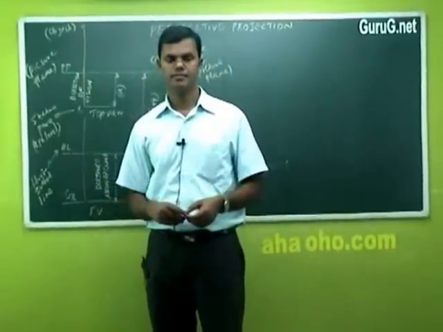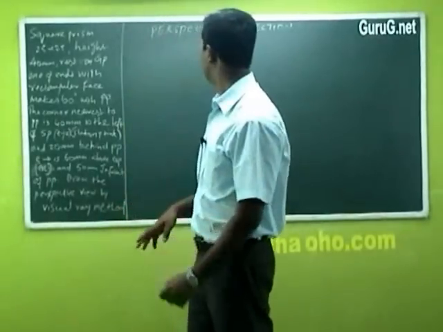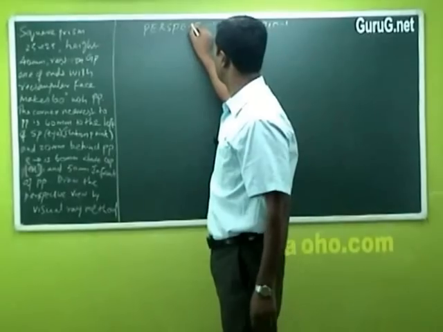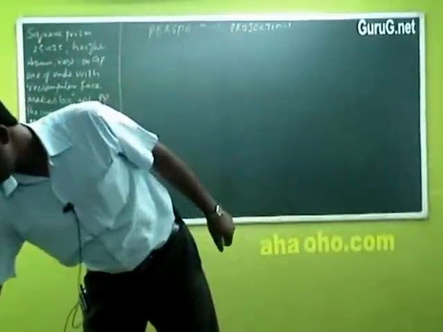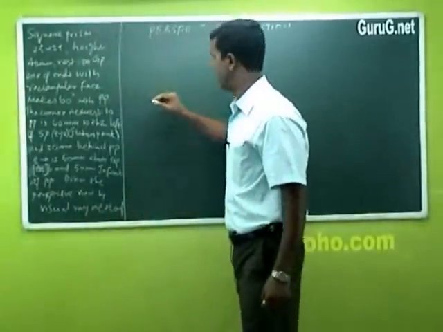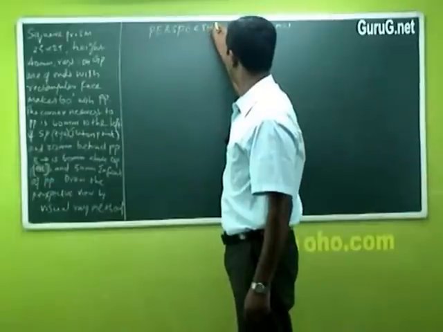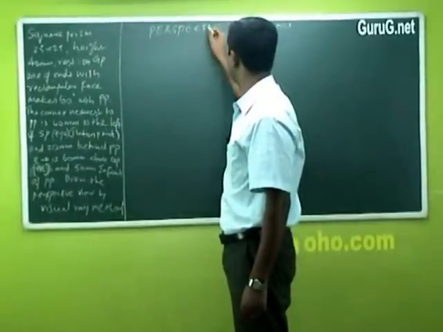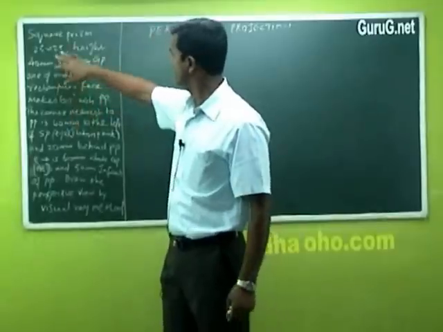Okay. And now in this perspective projection, we'll just see something called the visual ray method. Perspective projection. That's it. There's a question about a square prism, right?